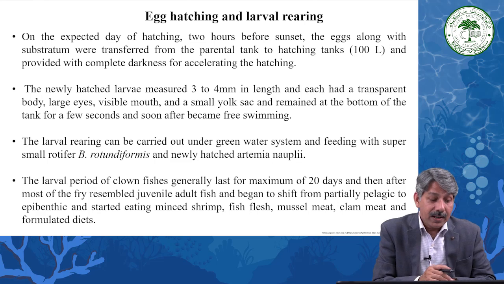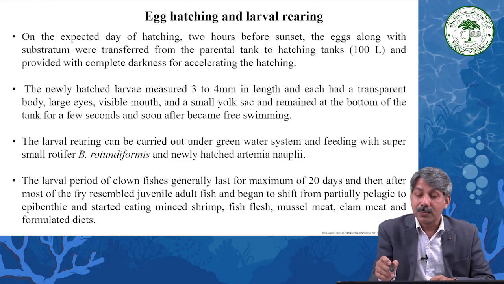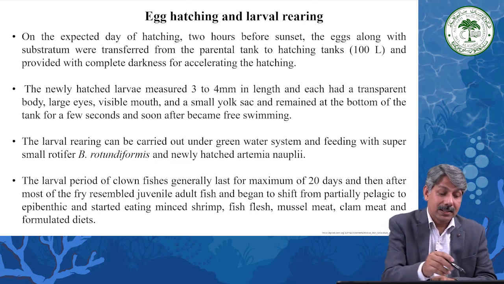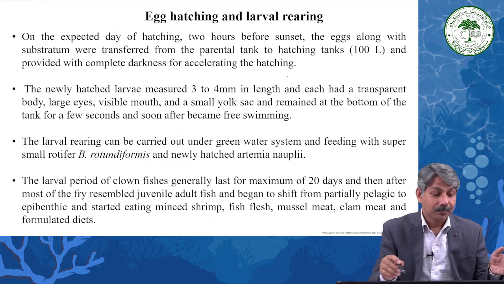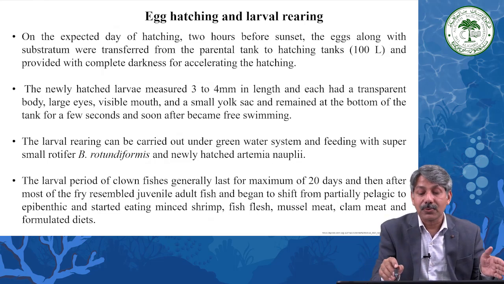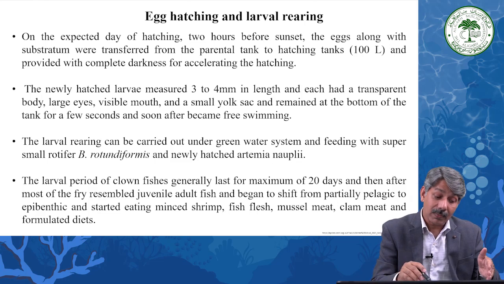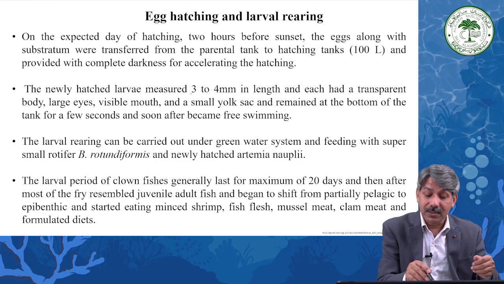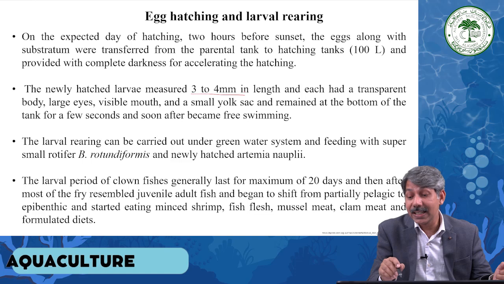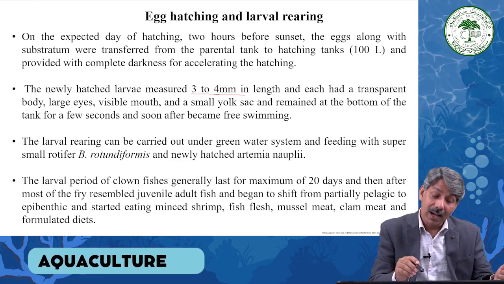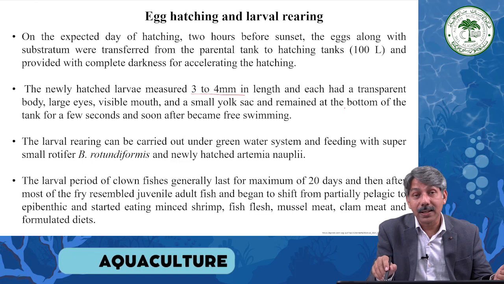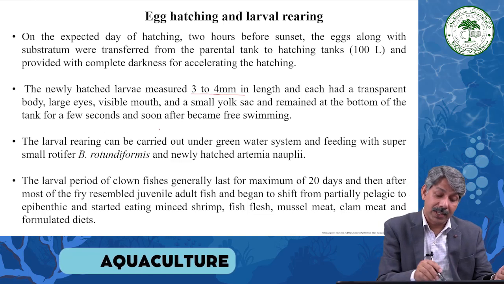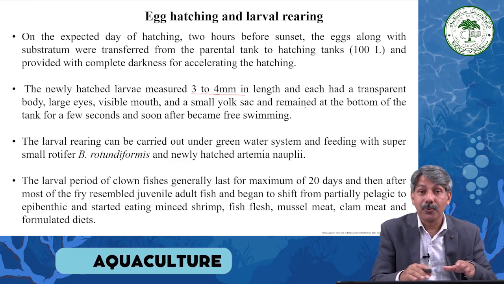Egg hatching and larval rearing. On the expected day of hatching, 2 hours before sunset, the eggs along with substratum were transferred from the parental tank to the hatching tank and provided with complete darkness for accelerating the hatching. The newly hatched larvae measured 3 to 4 millimeter in length, and each had a transparent body, large eyes, visible mouth and a small yolk sac, and remained at the bottom of the tank for a few seconds, and soon after they became free swimming.